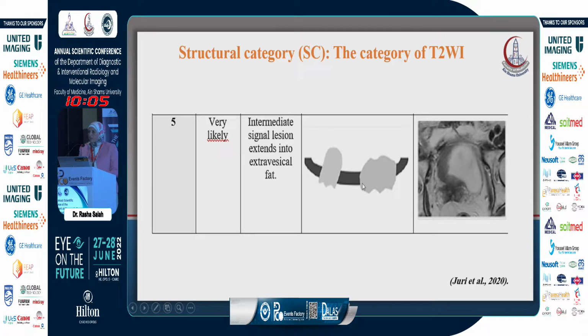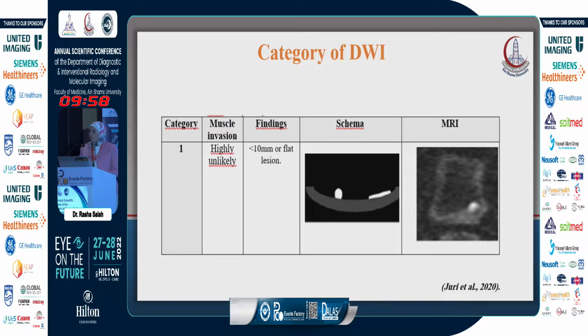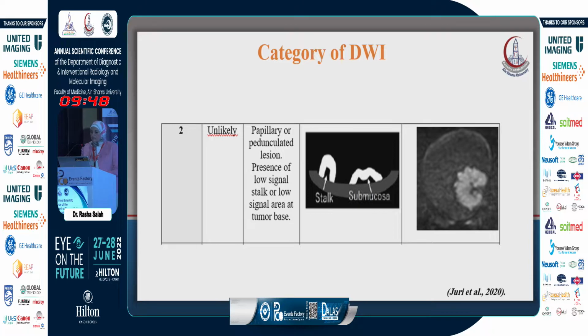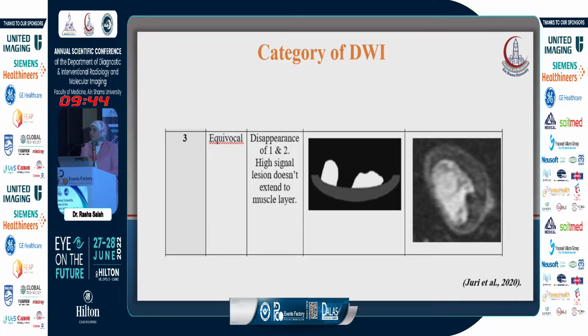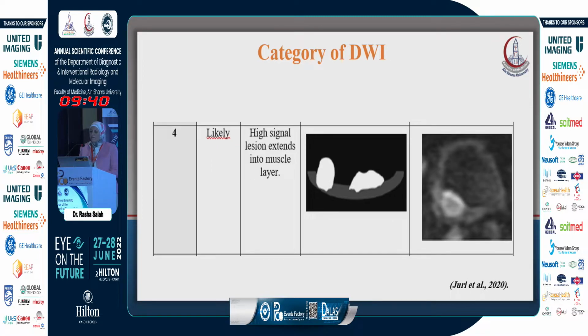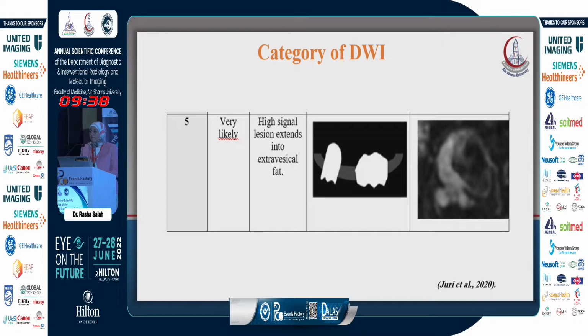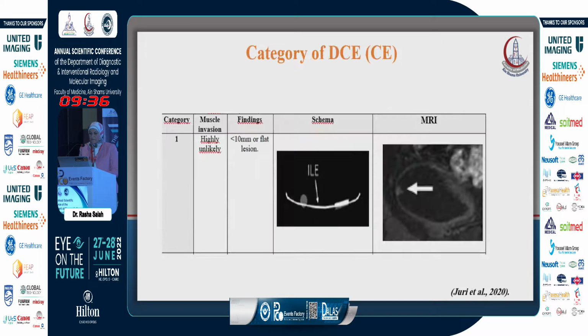But in category 5, there is a true extravesical component located at the perivesical region. As regards the DWI, we also classify these lesions from category 1 to 5, similar to the structural category on the T2. In 1 and 2, they are less likely for muscle invasion, while 3 is where there is lack of category 1 or 2, and 4, there is likelihood of muscle invasion, while 5, there is extravesical component.